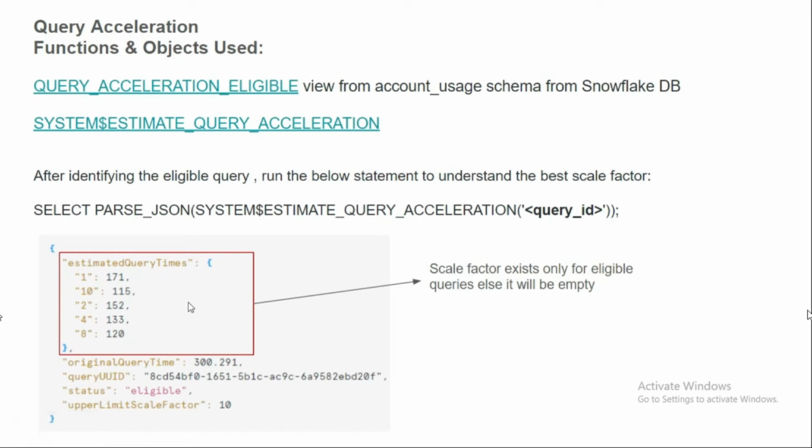Ideally we need to do trial and error to understand which warehouse will be utilizing the query acceleration, how often, and how many queries will be coming into the query acceleration eligible view. Understanding the data for 1 month and analyzing the query acceleration parameter will give an idea of how much scale factor we need to set.